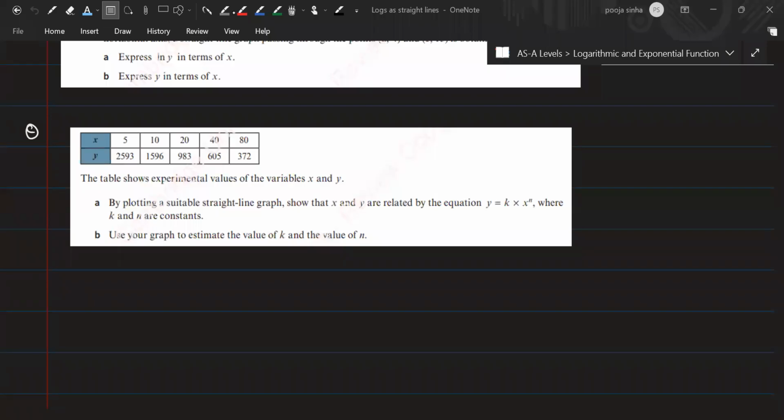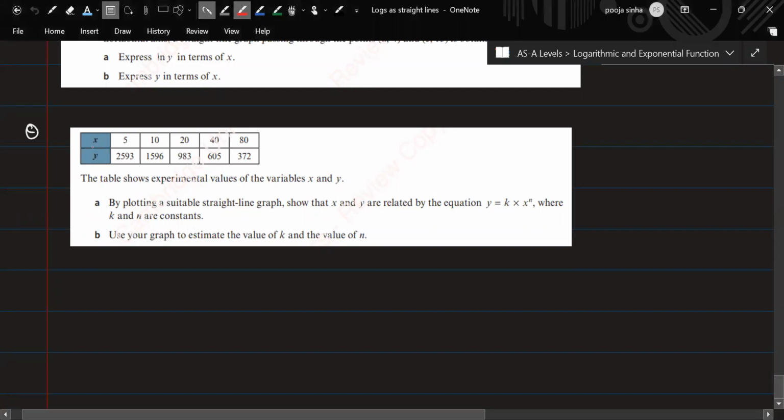Okay, now in this question, if you look at it, there is a table given to us with X and Y. The table shows experimental values of variables X and Y. By plotting a suitable straight line graph, it says that this is the relationship. So from your previous knowledge, what do you know about this? X, Y is 5, 10, 20, 40, 80. X is this and Y values are these.